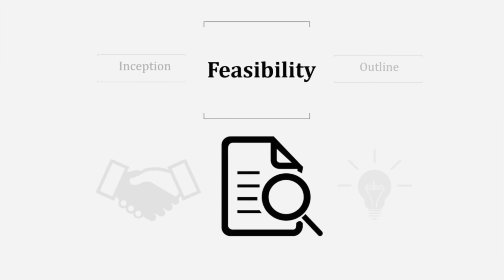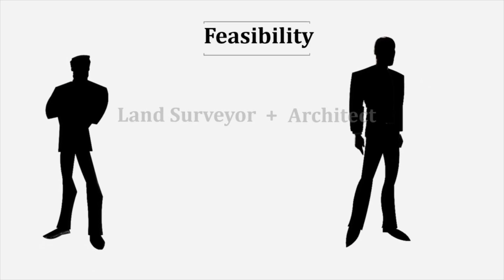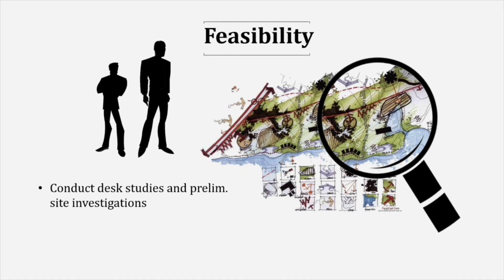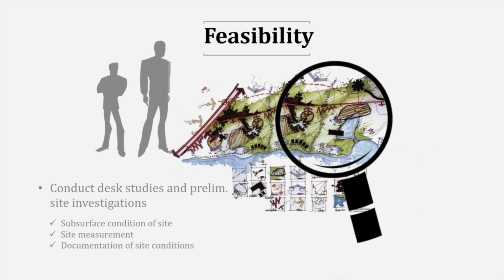Second is the feasibility phase. This phase starts with the land surveyor and the architect. The main purpose of this phase is to conduct their studies and preliminary site investigations. That includes subsurface condition of site, measurement, and documentation of site conditions.